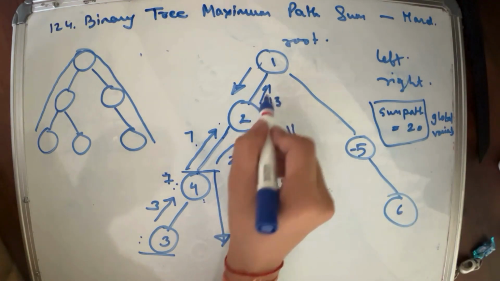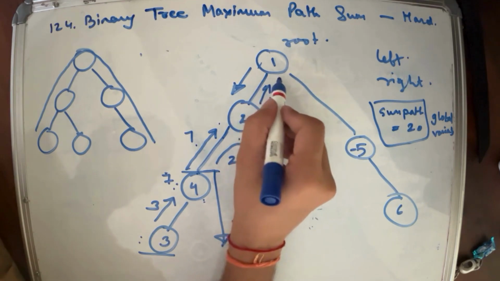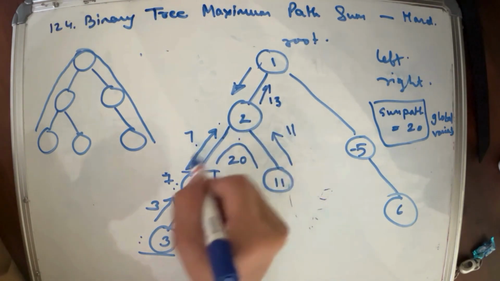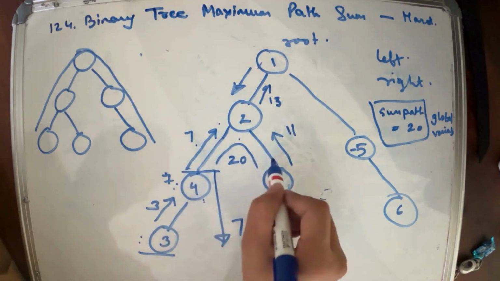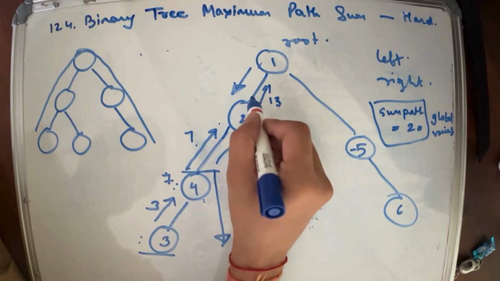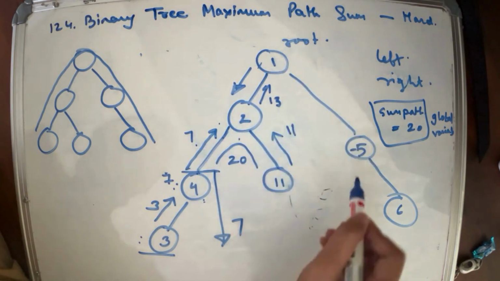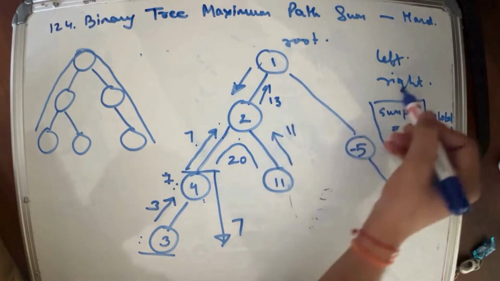Okay. Now, 13 goes up. You have to note that 20 does not go up, because 20 is in a subtree. We cannot repeat it again. We have to send 11, 2 to 1, right? 13 will go up. Now 13 is going up from here, and then root left is covered.